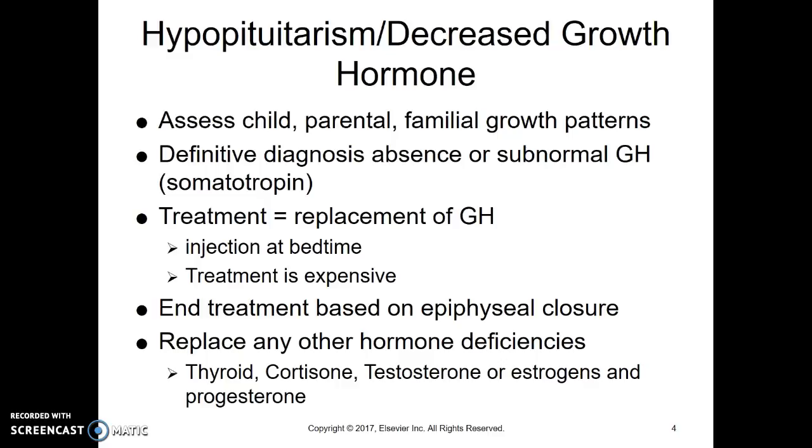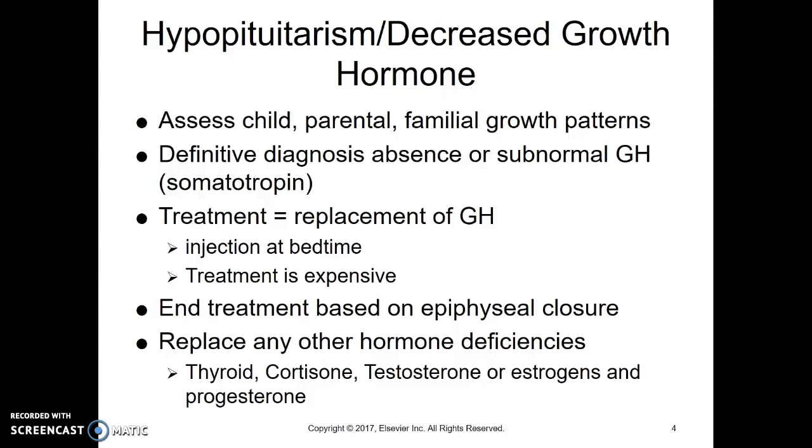So if you have hypopituitarism, you do not make enough growth hormone. So before we treat this, we need to make sure this child really does have subnormal growth hormone. So we're going to do labs to see that somatotropin is low. And this is not just a short family or a family where everybody grew really late. So we need to first make sure it's not just a familial pattern. And then if it is a low growth hormone, we're going to replace it with growth hormone.